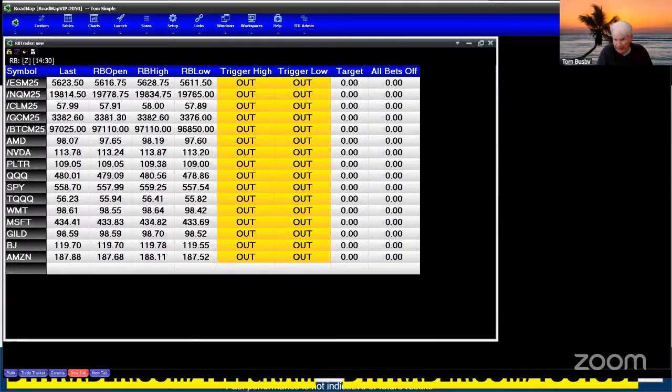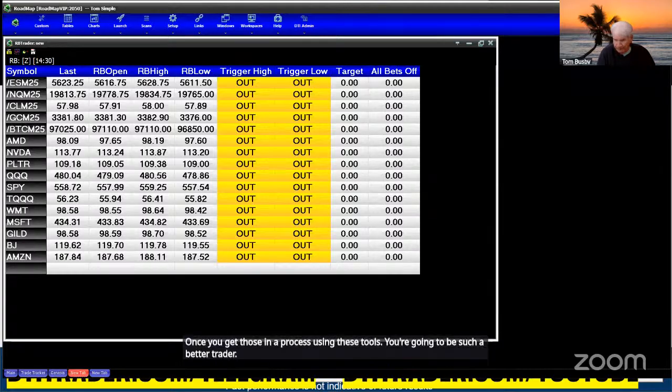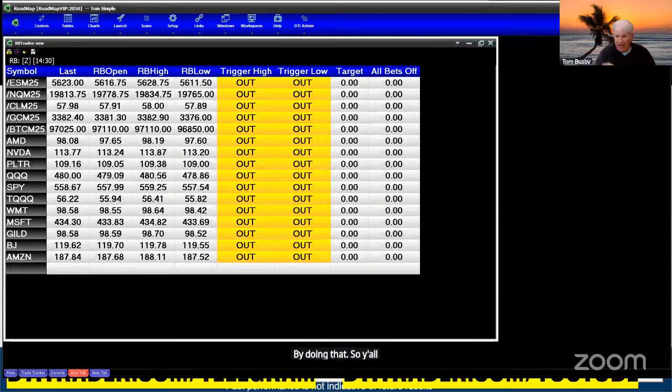But the whole point is, if you have a good plan, you've got to have a trigger. Write this down. You have to establish through process a trigger point to get in a trade, whether to be long, short, or out. That's the second thing. Where your target is and where you're wrong. Once you get those in a process using these tools, you're going to be such a better trader by doing that. So y'all give us a stock, any stock, we'll go through it and set it up.